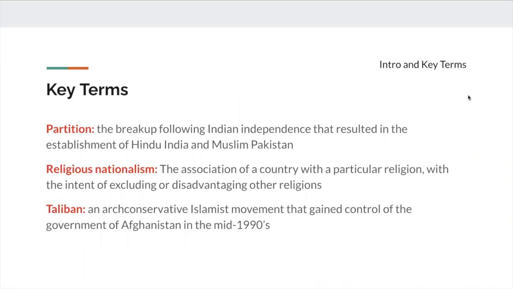And now the key terms for this region. Partition, which is the breakup following Indian independence that resulted in the establishment of Hindu India and Muslim Pakistan. Religious nationalism, which is the association of a country with a particular religion with the intent of excluding or disadvantaging other religions. And the Taliban, an arch-conservative Islamist movement that gained control of the government of Afghanistan in the mid-1990s.